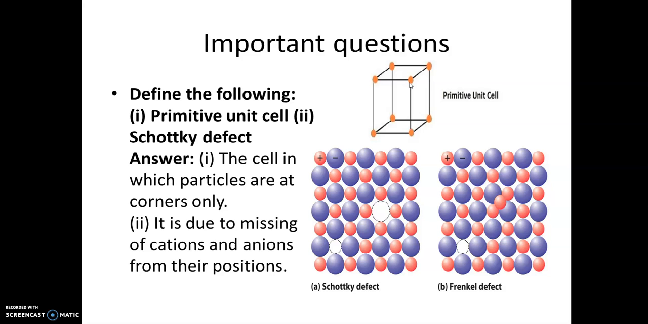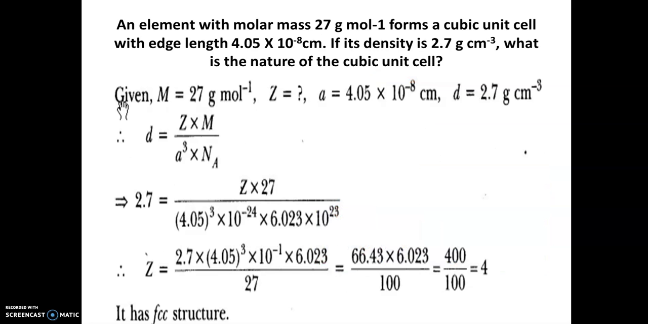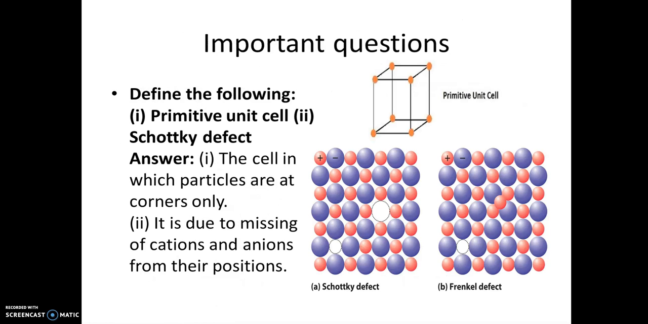Here they are asking about Schottky defect. So what is Schottky defect? It is due to the missing of cations and anions from their positions. In Schottky defect, keep in mind the one point that an equal number of cations and anions are missing from the crystal structure. Here you can see the Schottky defect image, where an equal number of anions and cations are missing.